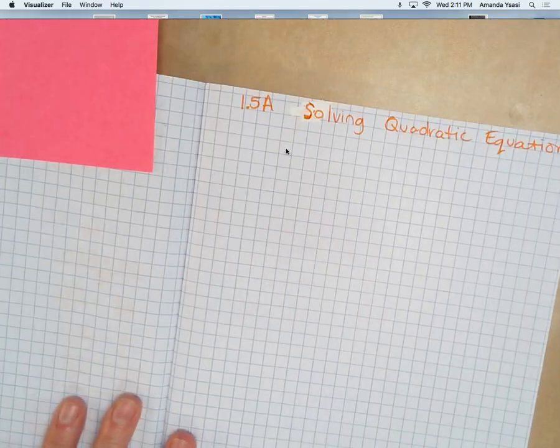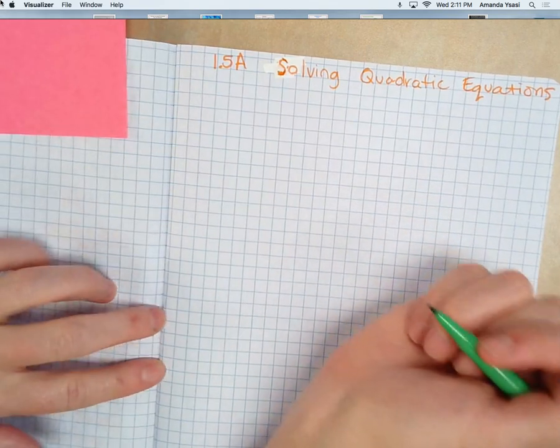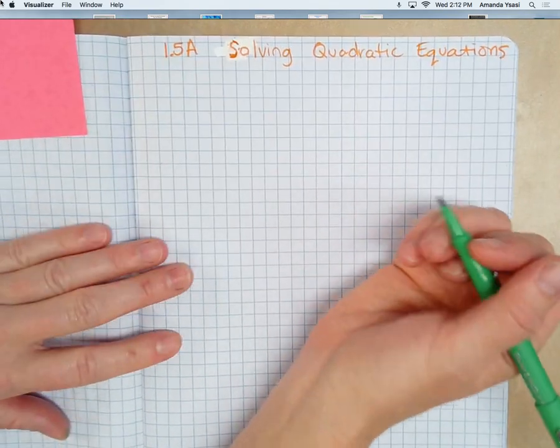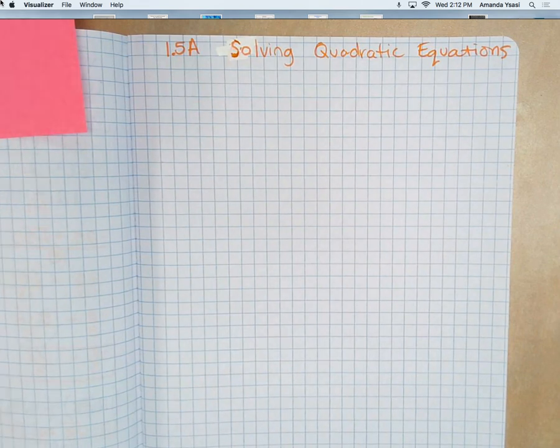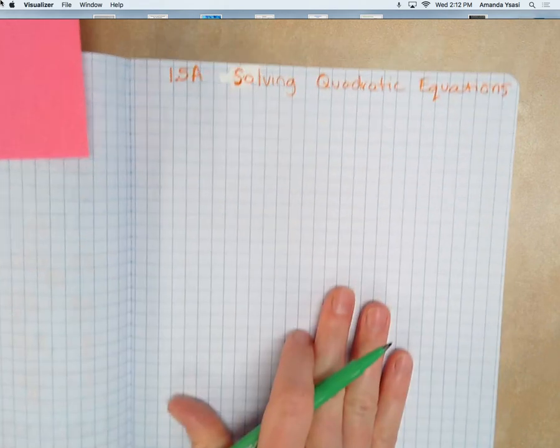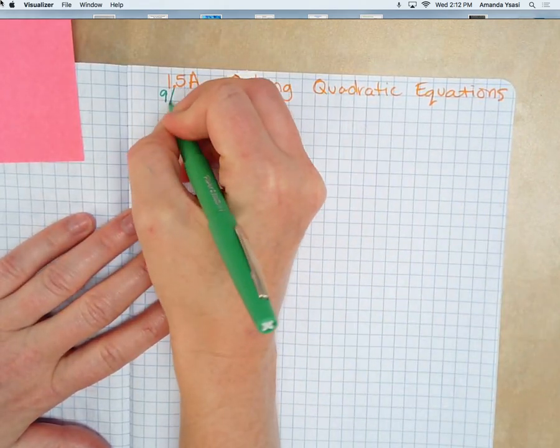Okay, so we are going to take notes on 1.5, just part A, not two parts A, just one. And this is all about solving quadratic equations. And today's date is the 9th.